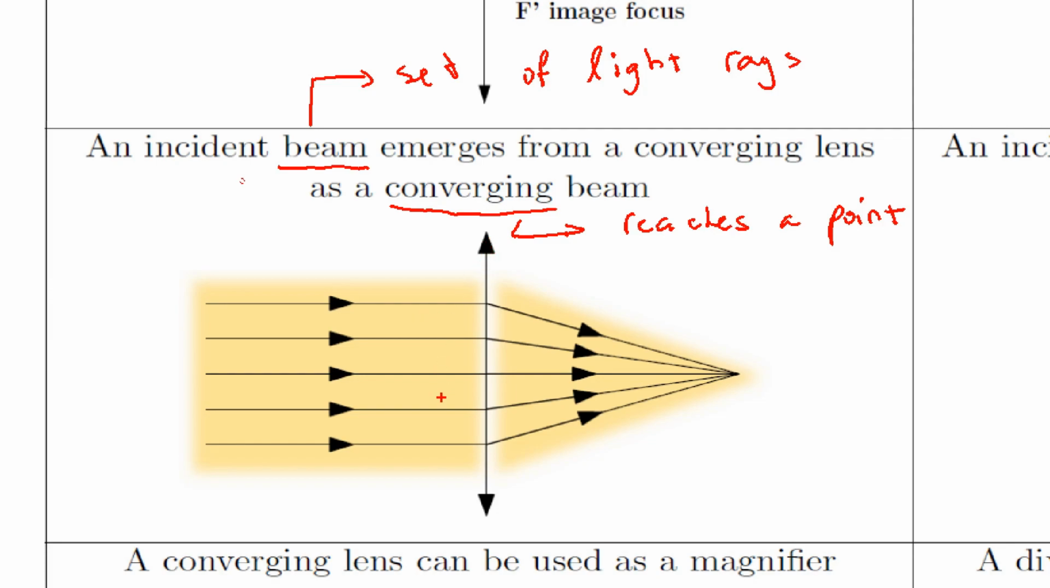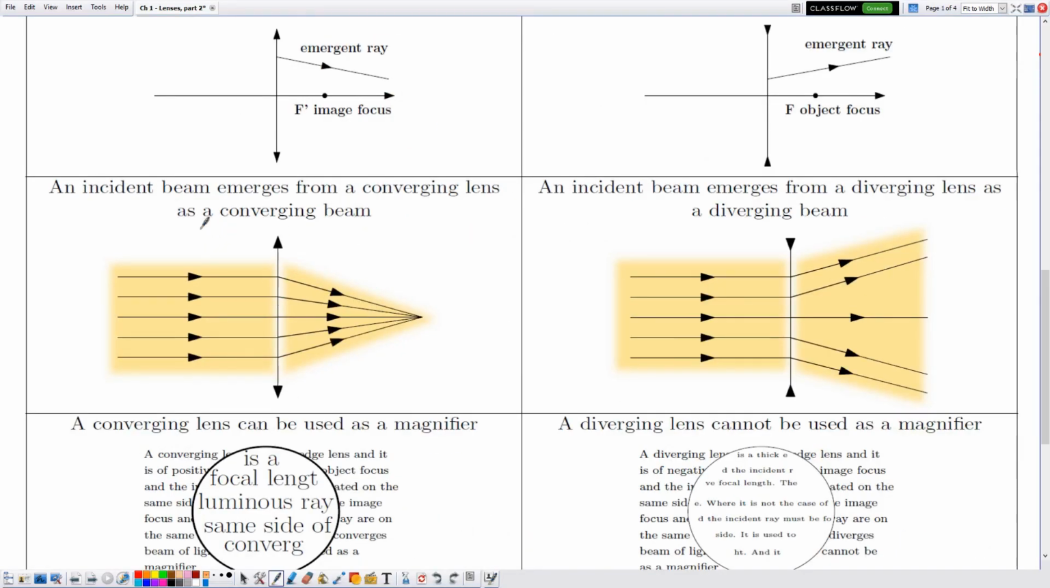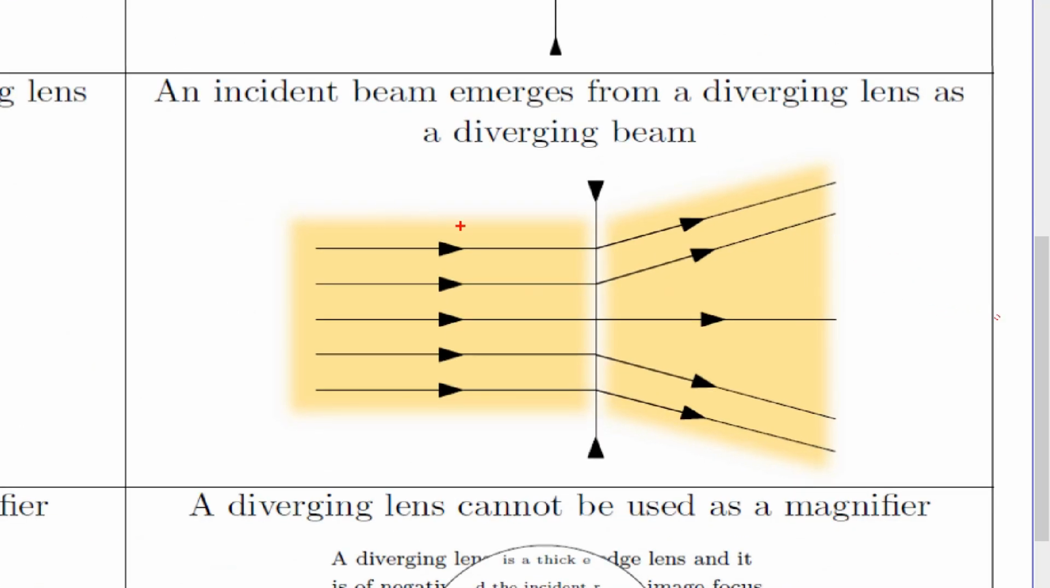Because the lens here that I'm using is a converging lens, and I suppose that this is the optical axis here, each ray will emerge toward the optical axis. So all of these rays are emerging toward the optical axis like this. Because this emergent beam is reaching a point here, we call it a converging beam.